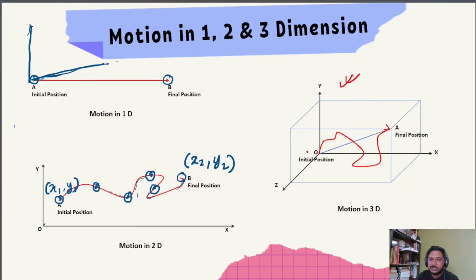Okay, so this is a simple room. Let us consider there is a mosquito. A mosquito is there at the point O. Now it flies from this point to the point A. So the mosquito flies from the point O.